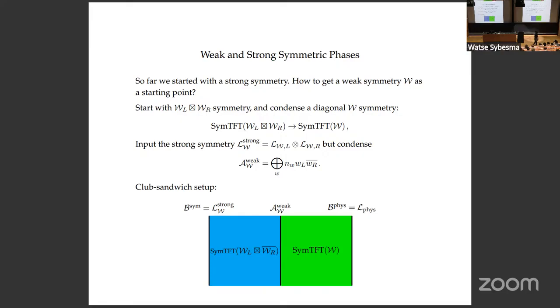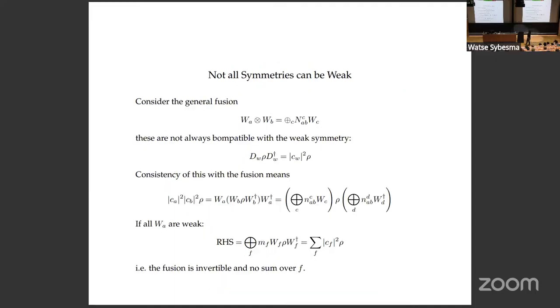The interesting thing here is that not every symmetry that you put in here can actually be made weak. This is easy to see: if you have generic fusion rules of this type and this weak symmetry condition, and you want to make these compatible, then you run into a problem just by plugging this in twice.